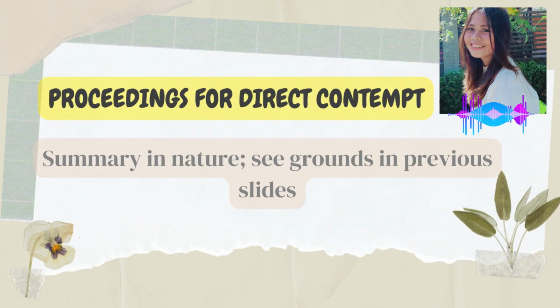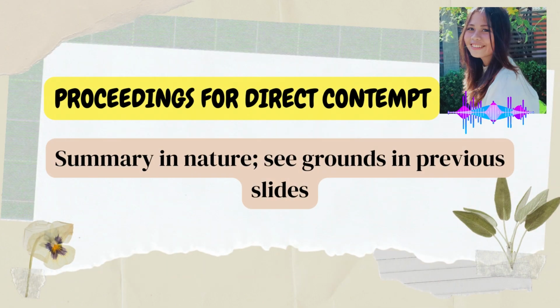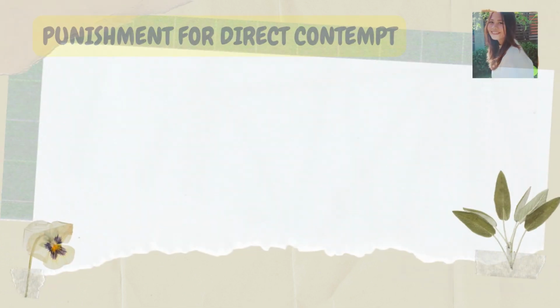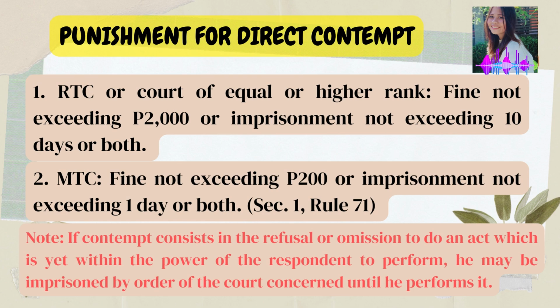The proceeding for direct contempt, as cited in Section 1, is summary in nature. And the punishment for direct contempt, the first one is regional trial court or court of equal or higher rank, a fine not exceeding 2,000 or imprisonment not exceeding 10 days or both. And for MTC, fine not exceeding 200 or imprisonment not exceeding 1 day or both. If contempt consists in the refusal or omission to do an act which is yet within the power of the respondent to perform, he may be imprisoned by order of the court concerned until he performs it.